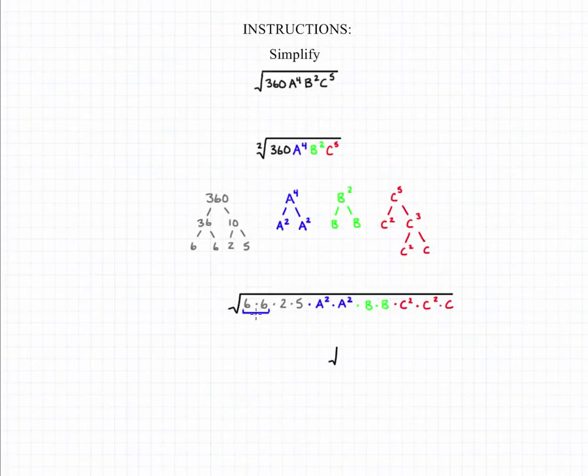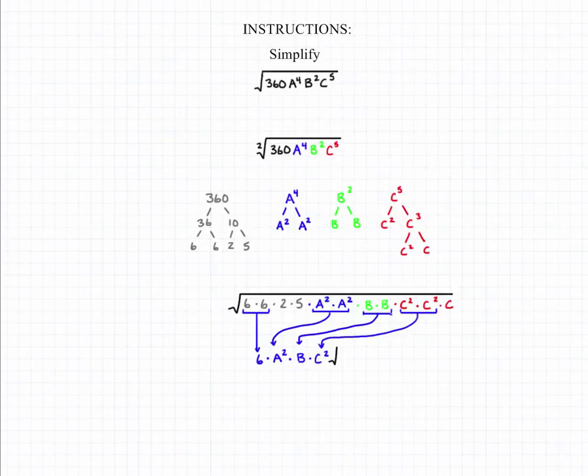So we have a pair of 6's. That means we can bring a 6 outside of the root. We have a pair of a squares. We can bring an a squared outside of the root. We have a pair of b's, which means we can bring a b outside of the root. And we have a pair of c squareds, which means we can bring a c squared outside of the root.